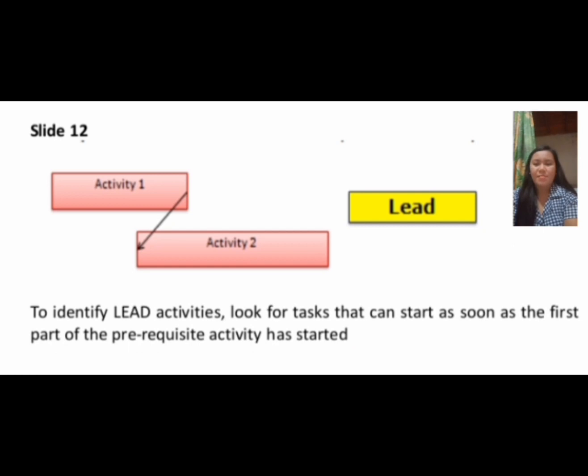Slide 12. Imagine a project where the first task A is to design a product and the second task B is to build a prototype of that product. Normally, you might wait until the design is fully complete before starting to build the prototype. However, if task B, building the prototype, can start as soon as initial design sketches are ready, then building a prototype is considered a lead activity relative to the design tasks.